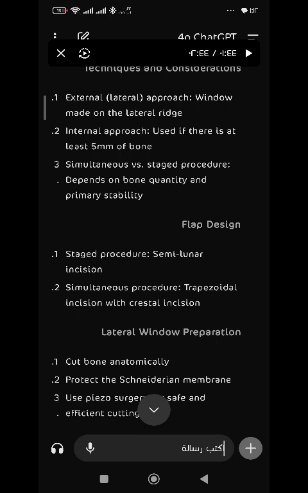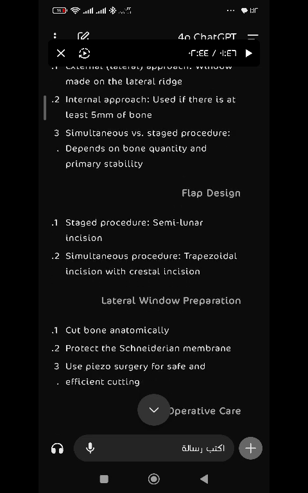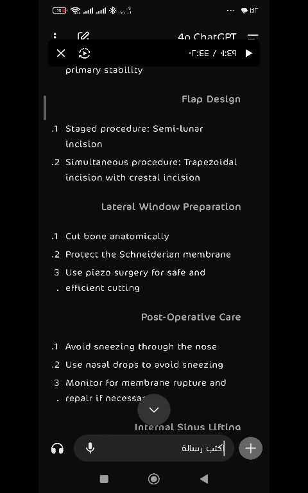Flap design. 1. Staged procedure, semilunar incision. 2. Simultaneous procedure, trapezoidal incision with crestal incision, and lateral window preparation.